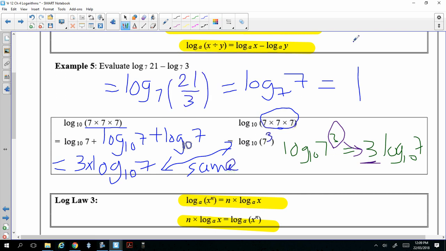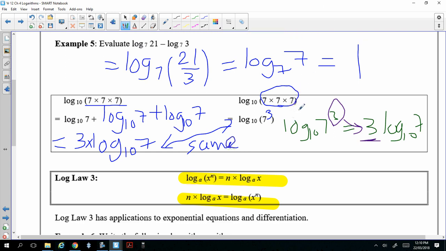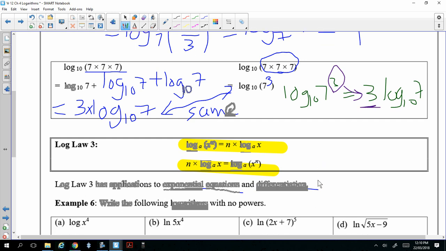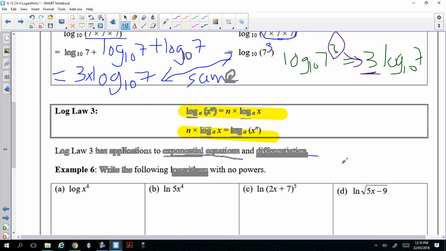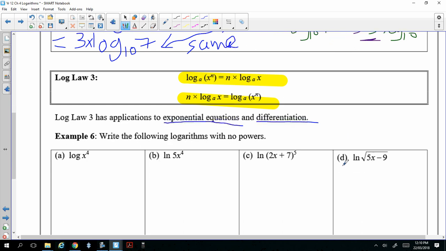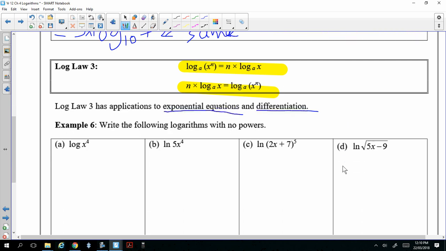All right, after this, we're going to apply this to example 6. And this law is very important. It has applications to exponential equations as well as differentiation, which we'll look at later in the course. All right, so we're going to write the following as logarithms with no powers. So let's apply it to the first one. Every time you see a power, you can bring it down. A little bit like differentiation, except that you don't write the power again. It just brings it to the front.